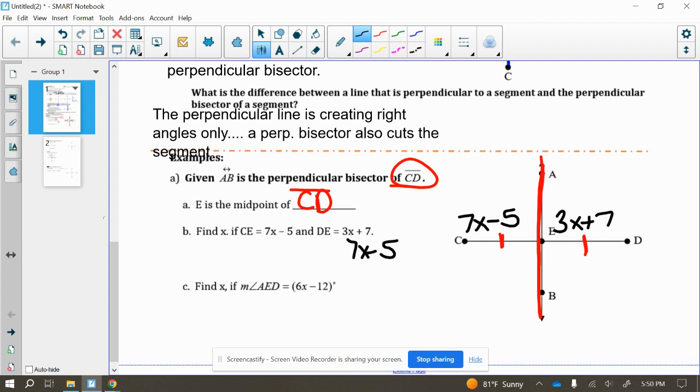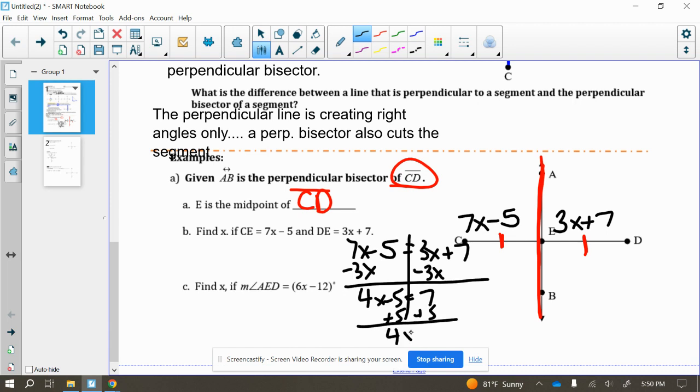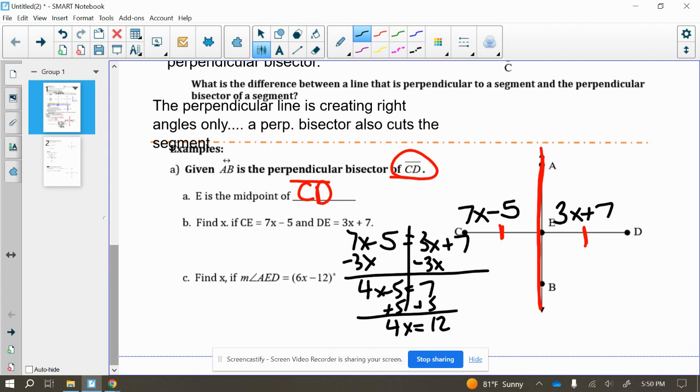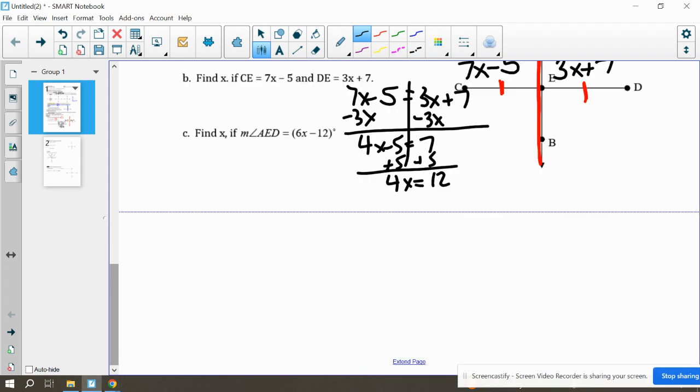So if we set up and solve, we end up with 3x being smaller than 7x's. So we have a total of 4x's. Add the 5 to both sides. And we end up with, when we finish here, some division by 4, to get a final answer of x equals 3.